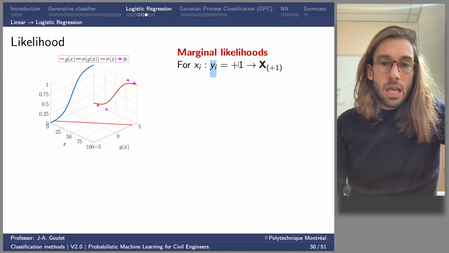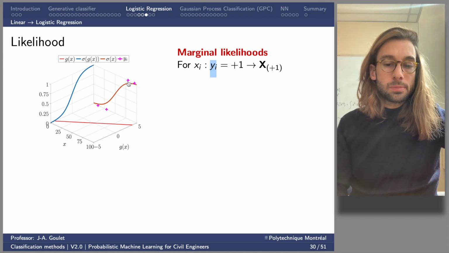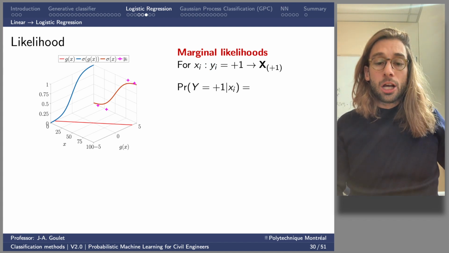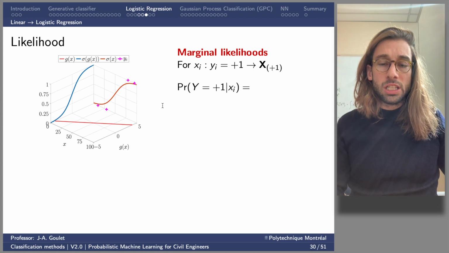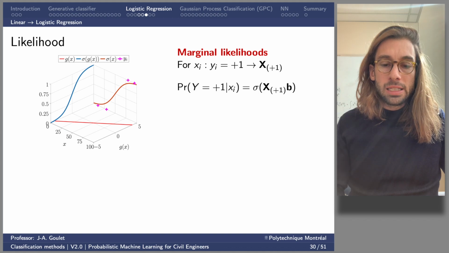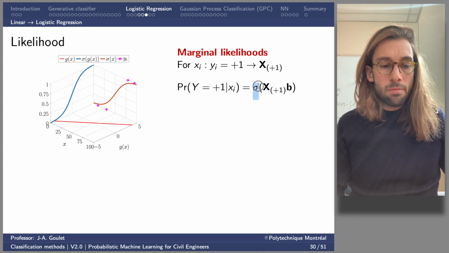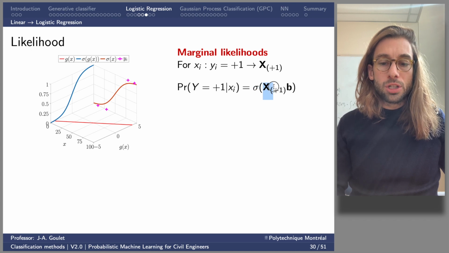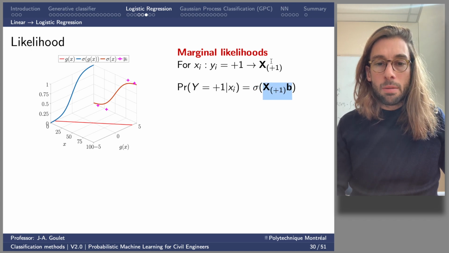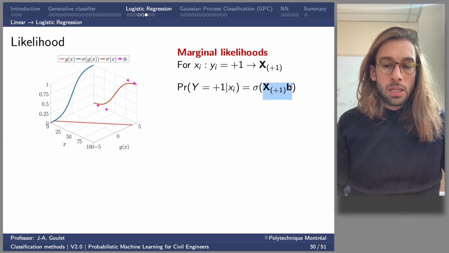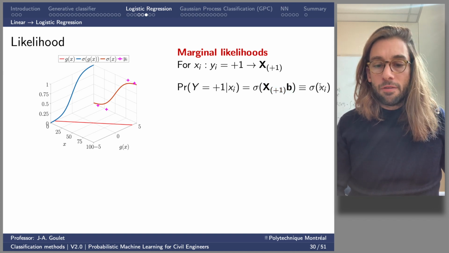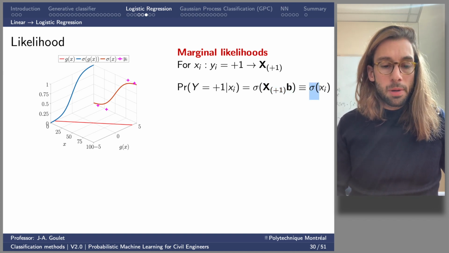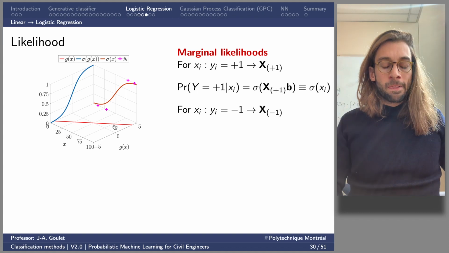So in this example, it would be these 2 data points. Then I can say that my conditional probability of y equal +1 given x, which corresponds to my likelihood, is equal to my sigmoid, my blue function here, my nonlinear transformation function, evaluated for my model prediction. So my model matrix times my model parameters. So this is equal to sigma of xi in this case, because I have a simple linear function.